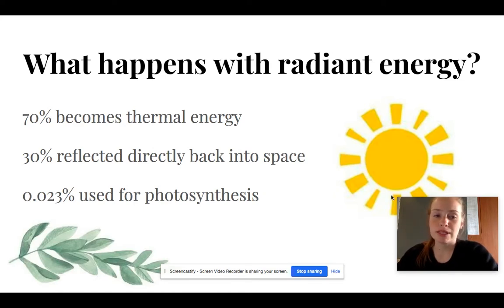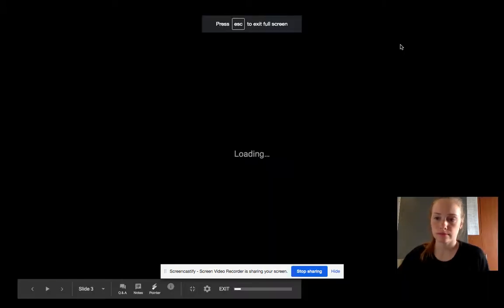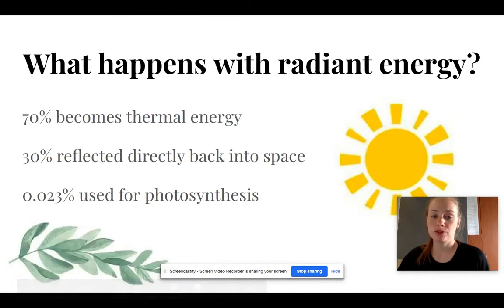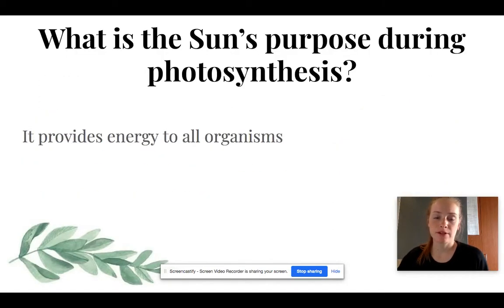Now, 30% of it is reflected directly back into space, and 0.023% of the radiant energy is used for photosynthesis. So really a very small amount. This 0.023% is absorbed directly by living organisms, and therefore the sun's purpose during photosynthesis is to provide energy to all organisms. This way they can stay alive and they can function.